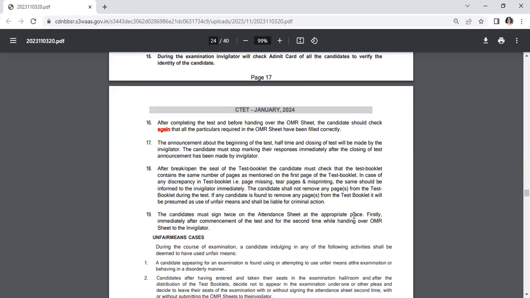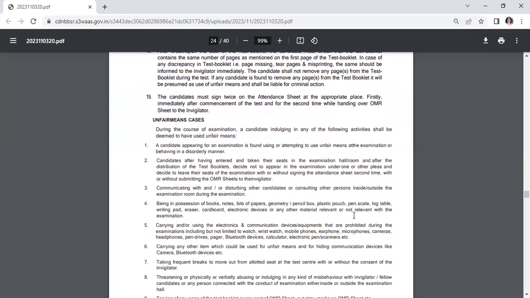The candidates must sign twice on the attendance sheet at the appropriate place: firstly, immediately after commencement of the test, and for the second time while handing over the OMR sheet to the invigilator.